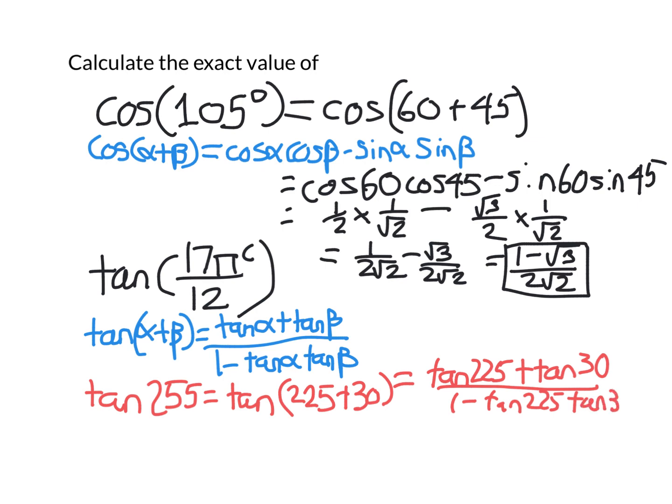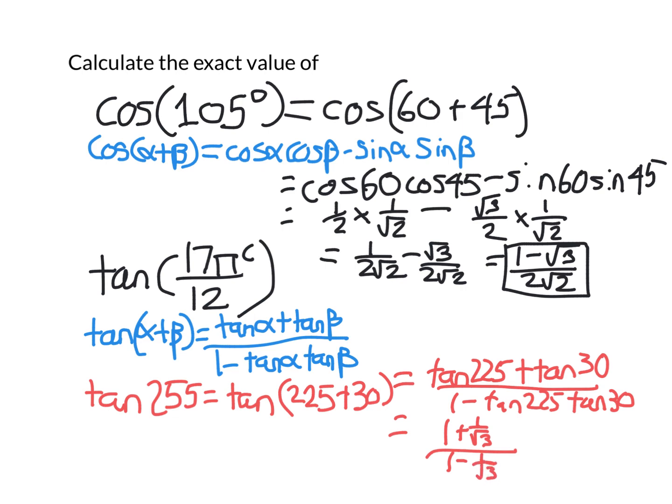So we know the exact values of tan 225 and tan 30. Tan 225 is just 1. Tan 30 is 1 on root 3. So this will be 1 plus 1 on root 3, all over 1 minus 1 on root 3.